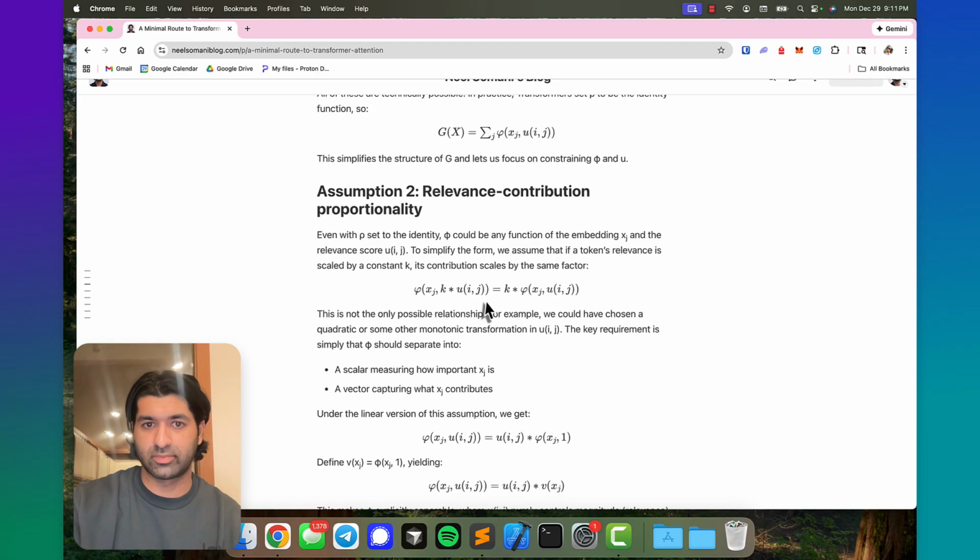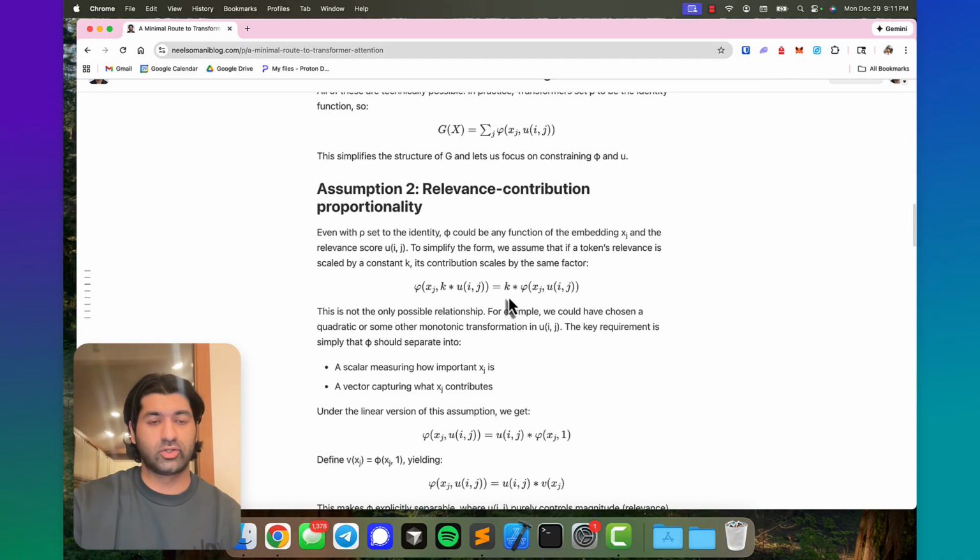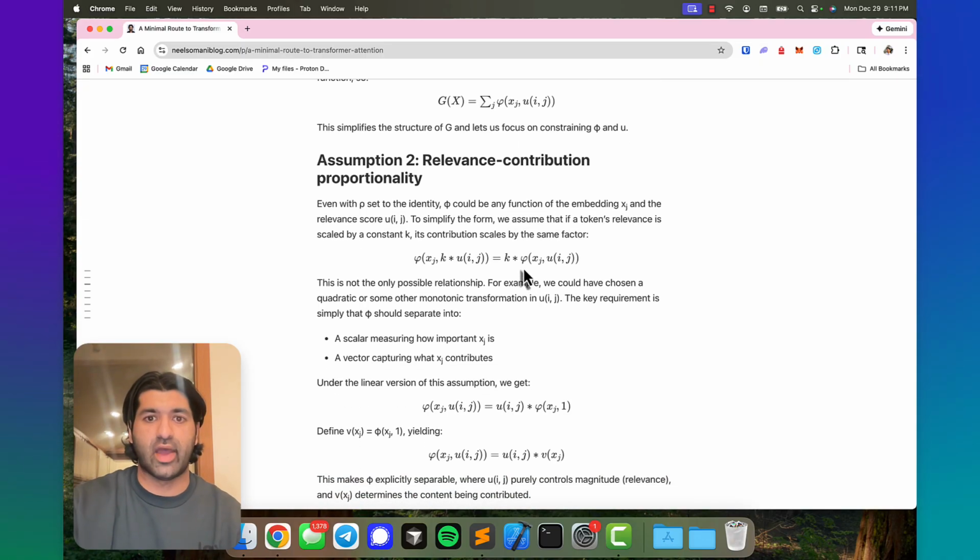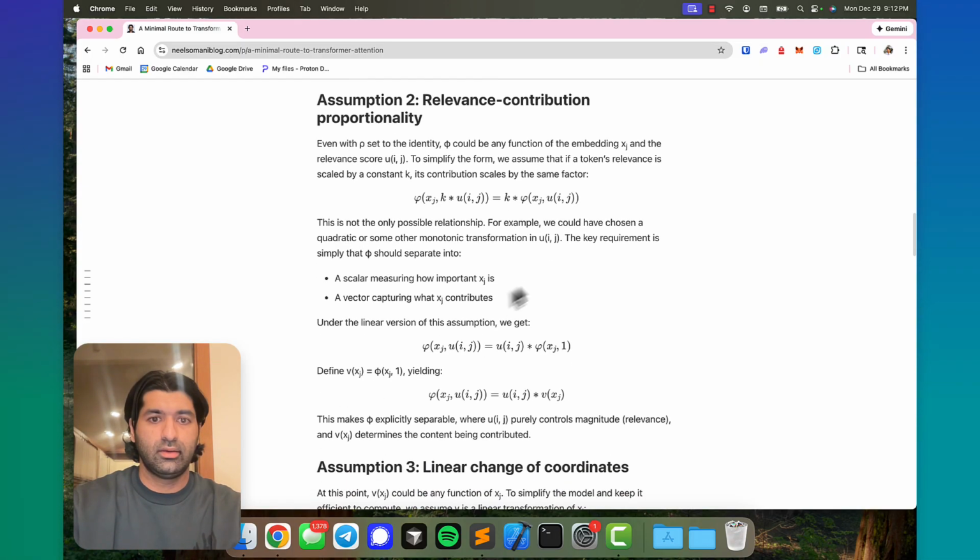This is a formal expression of what I just said. So if the scalar relevance is k times greater, then its contribution to the summation should also be k times greater. Of course, we could have picked something else that allows us to factor phi into two univariate functions, but this is a very simple way of doing it. And given this assumption, like I mentioned, you can factor phi into two univariate functions.